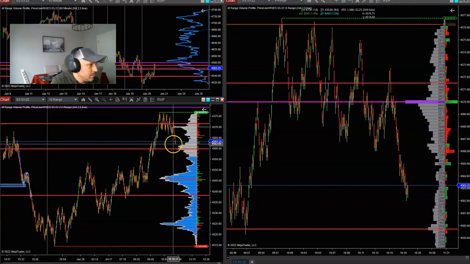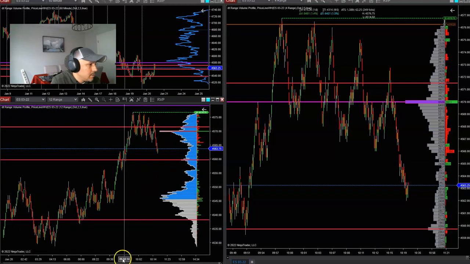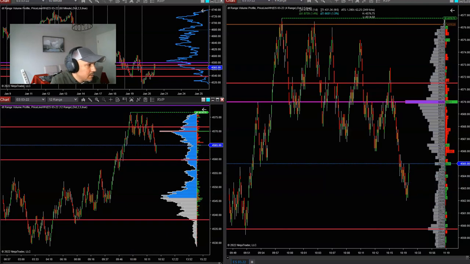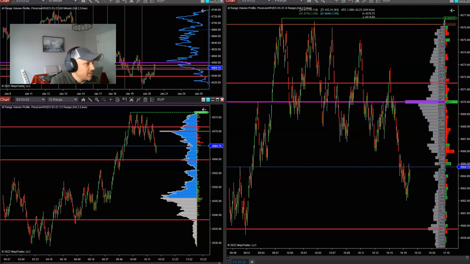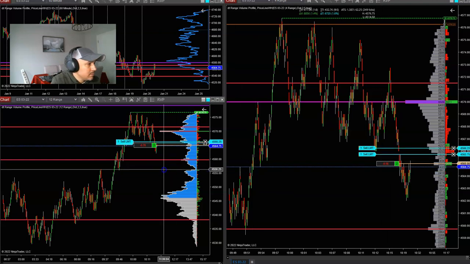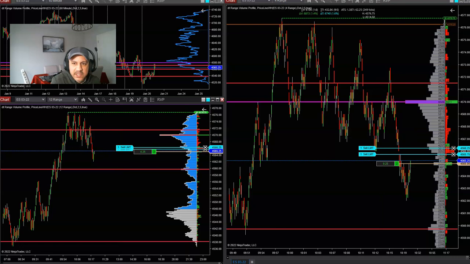Let's see. We're in a low volume area. If you look at the volume profile to your right, on the 12 range, also on the 4 range, we're in a low volume area too, though. All right, I'm long. 66.75. Come on.